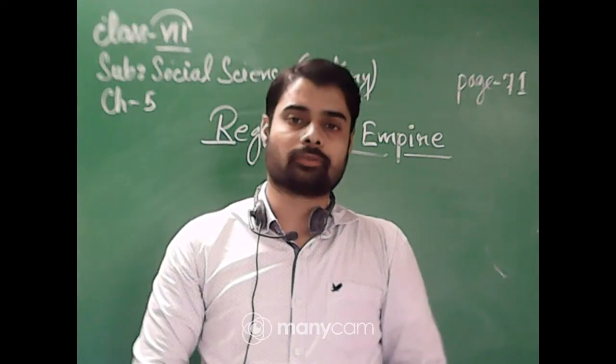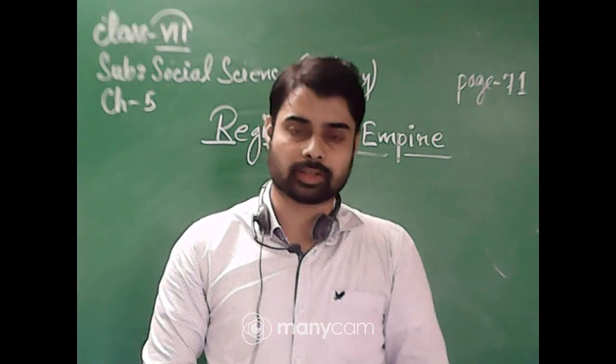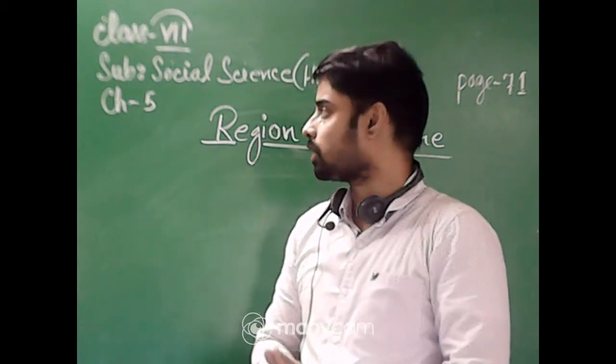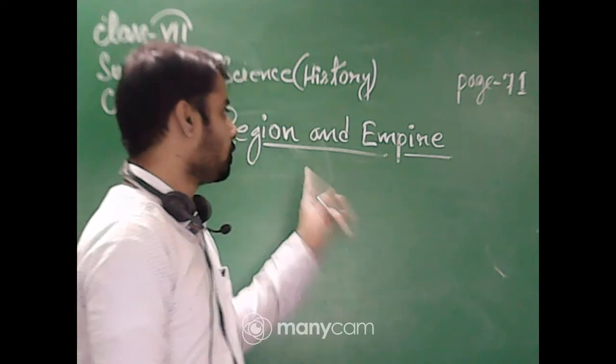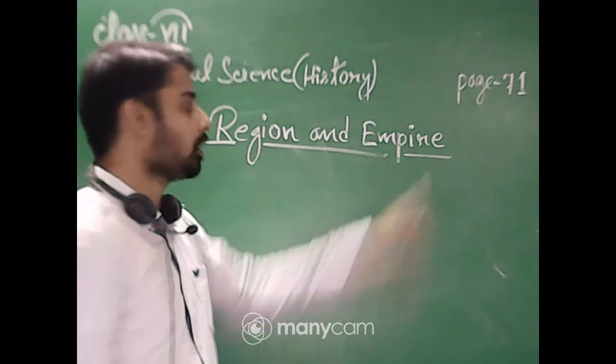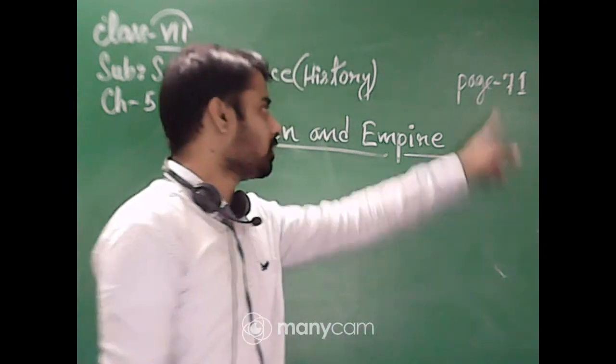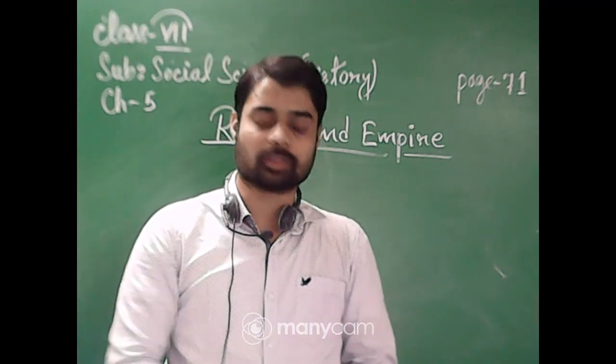Welcome, students of class 7, to our social science e-learning class. Today in this history class we are going to discuss the last subunit of your chapter number 5. It is Region and Empire, and the name of the chapter is Rulers and Buildings. So open page number 71.